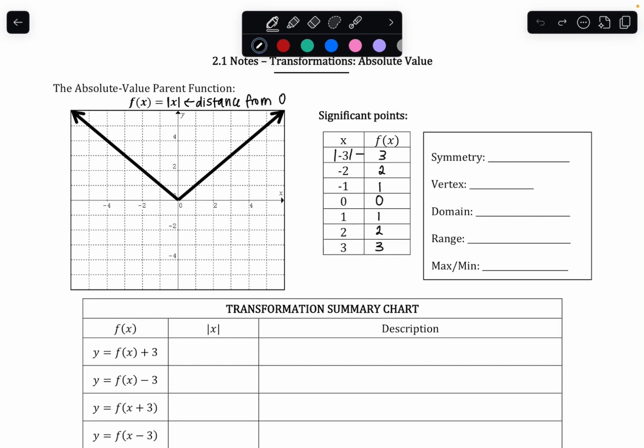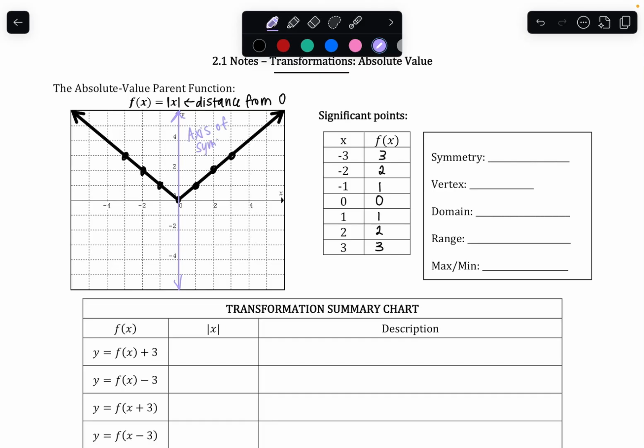And so when we graph these points, we see -3 has an output of 3, but so does +3. -2 has an output of 2, and so does +2. -1 has an output of 1, but so does +1. And of course, 0 has an output of 0. And so we're seeing a line of symmetry right down the middle of our graph. Our graph is a mirror image on each side of this, what we call axis of symmetry.